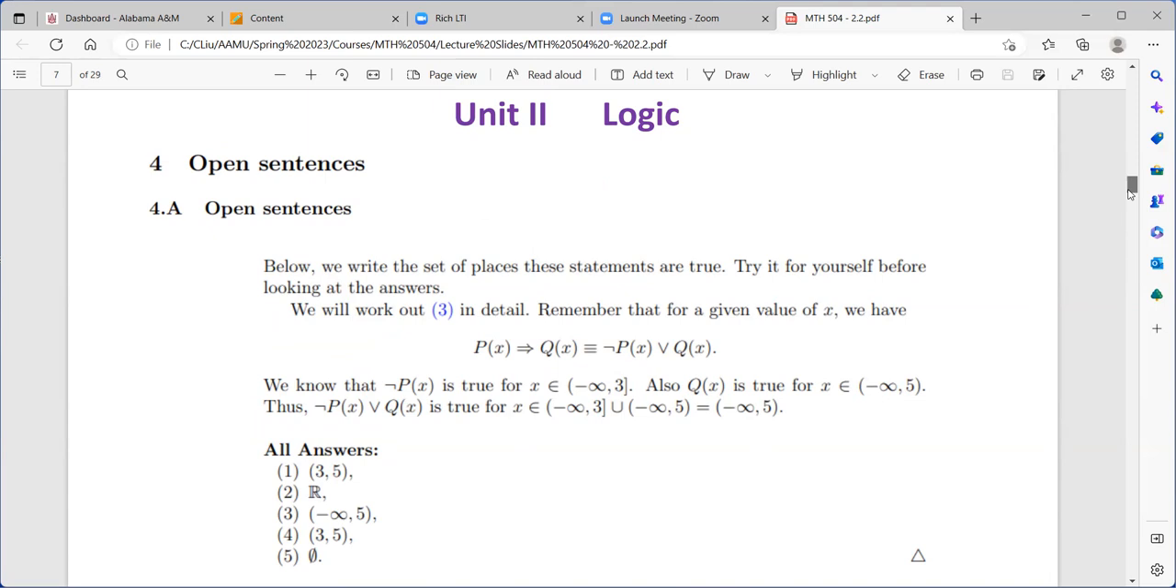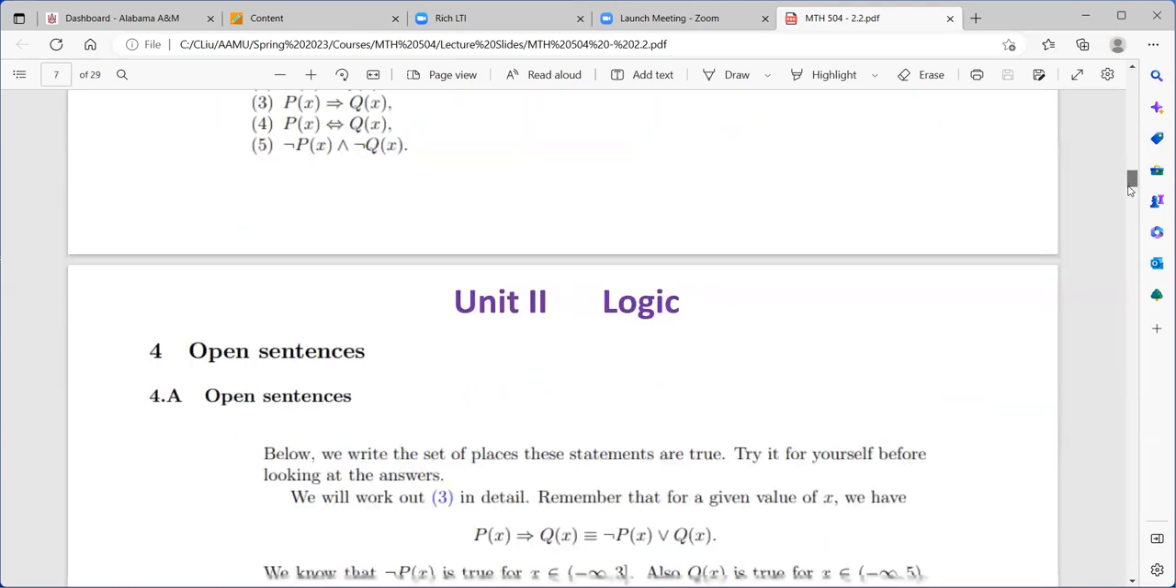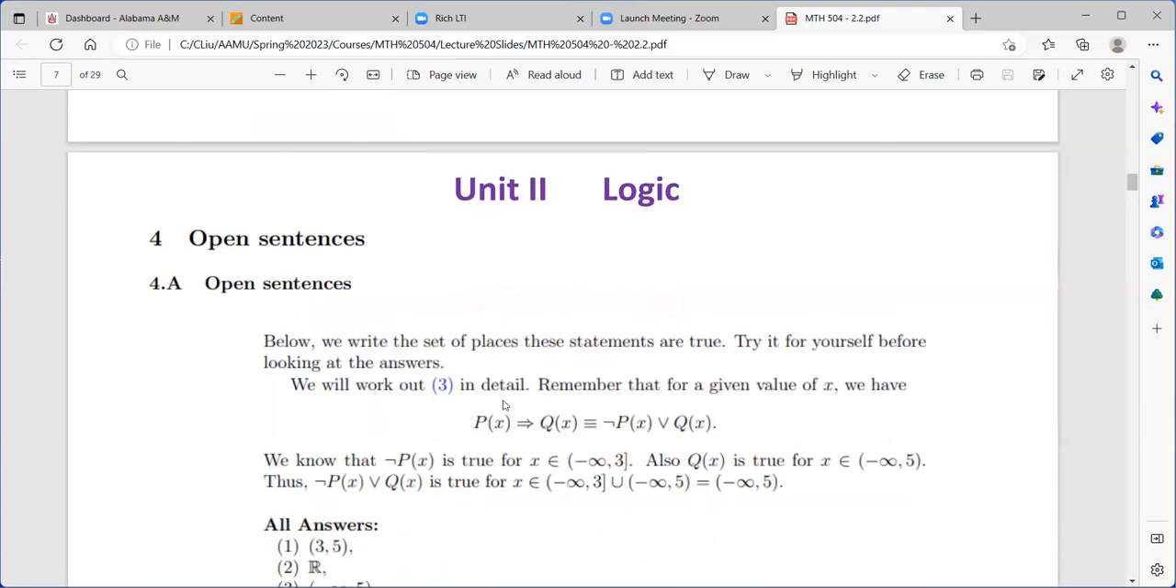Okay, if you work it out, and again, you work out in the same way. So just like we did in number 3, from px to qx, you can just swap p and q. So it's from qx to px. So that's equivalent to negation of qx disjunction with px. And qx is true when x is less than 5.